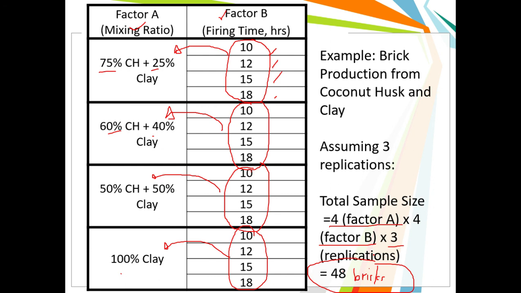Compressive strength is a destructive test. So if we have another dependent variable, let's say water retention, where the bricks are soaked in water, we have to prepare another set of 48 bricks for that other dependent variable, water retention. So this is the challenge of two-factor designs. There are many treatments and many units or experimental samples used in the study.